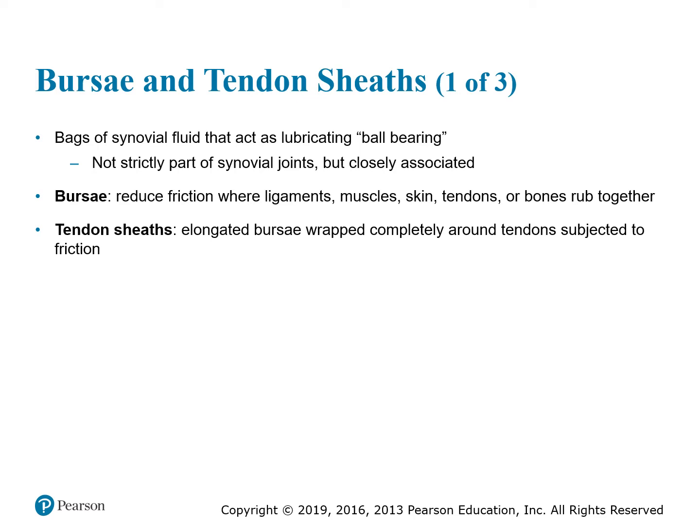Bursae and tendon sheaths are bags of synovial fluid that act as lubricating ball bearings. They're not strictly part of the synovial joints, but they are closely associated with them. Bursae reduce the friction where ligaments, muscles, skin, tendons, or bones will rub together. They're small fluid-filled sacs. The tendon sheaths are elongated bursae that wrap completely around the tendons, and they are also subjected to friction.